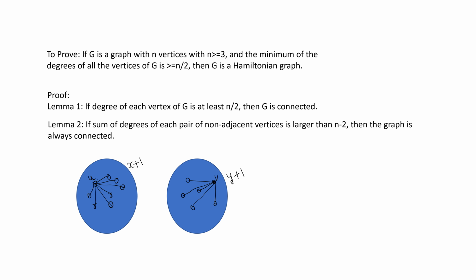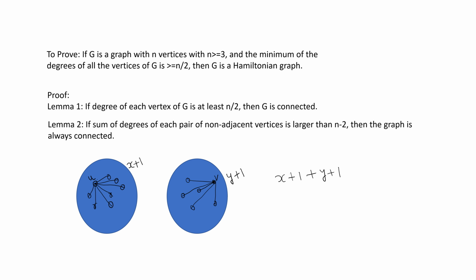Let's add the total number of elements in these two sets. That will be x plus 1 plus y plus 1, where x is the degree of u and y is the degree of v. Degree means the number of friends in this case, but in general, the number of adjacent vertices.